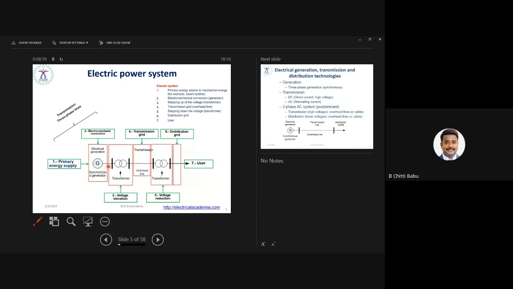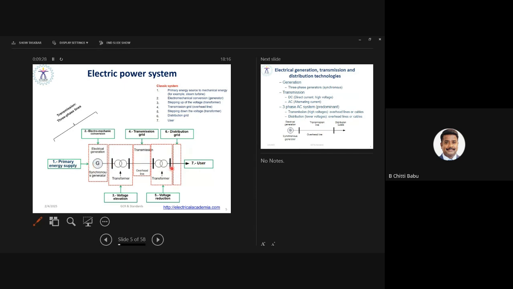Then further, for economy of transmission operation, we step up the voltage to a very high voltage level, sometimes extra high voltage or ultra high voltage. Then we transmit over long distances. This is the transmission grid and the transmission line. And we have the distribution transformer, and we step down the voltage according to the need of industry consumers or domestic consumers. Of course, we are the end users.